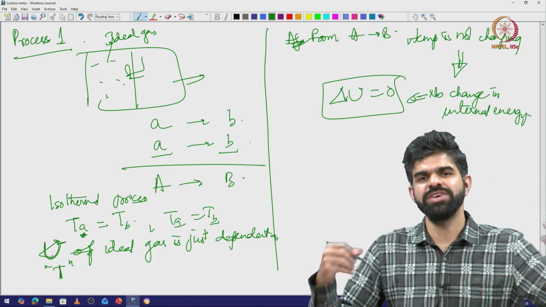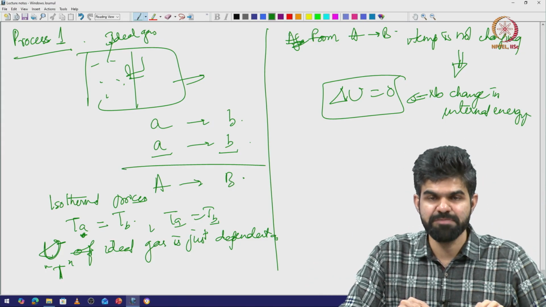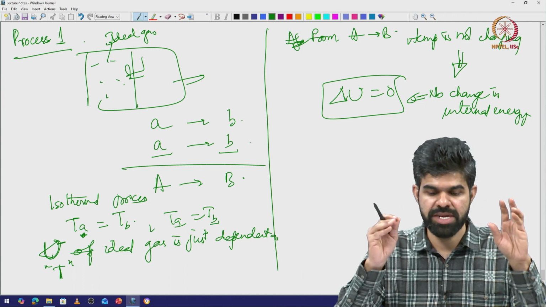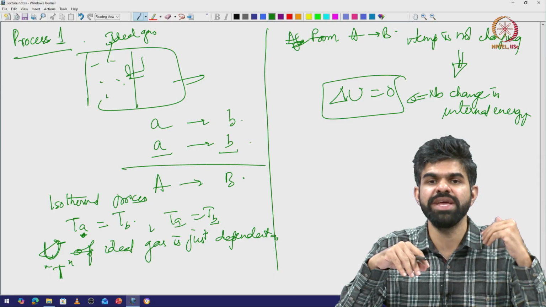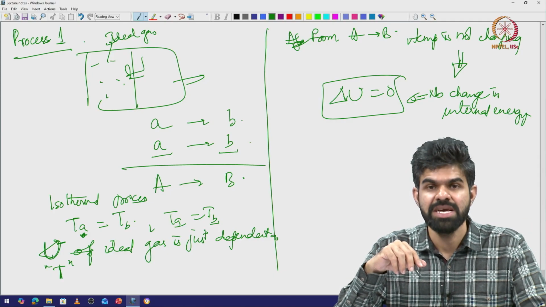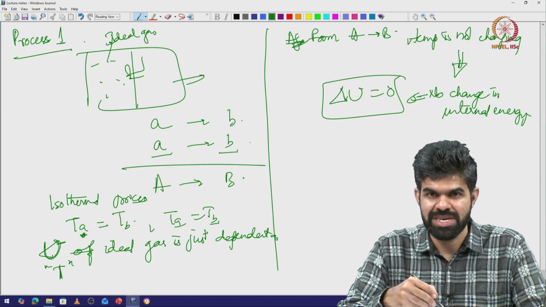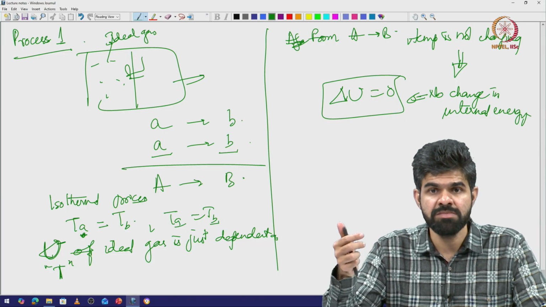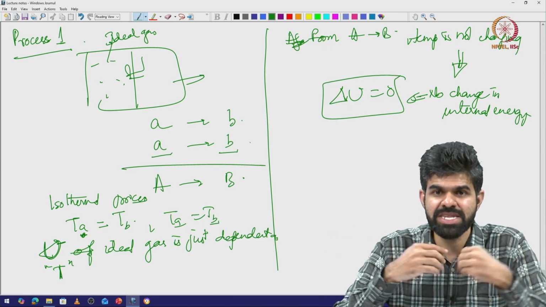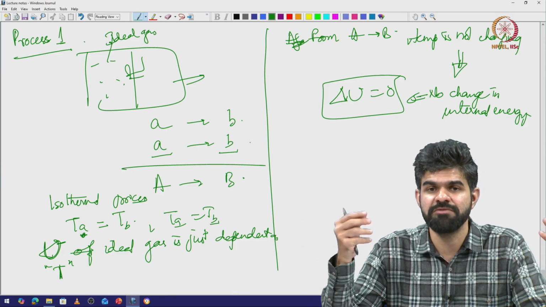And that is also obvious. So, how can internal energy change? Internal energy will change only if I do any work on the system or I supply heat to the system. Now, I just broke it. Am I doing any work on the system? No, I am not doing any work on the system. It is just expanding against free space.